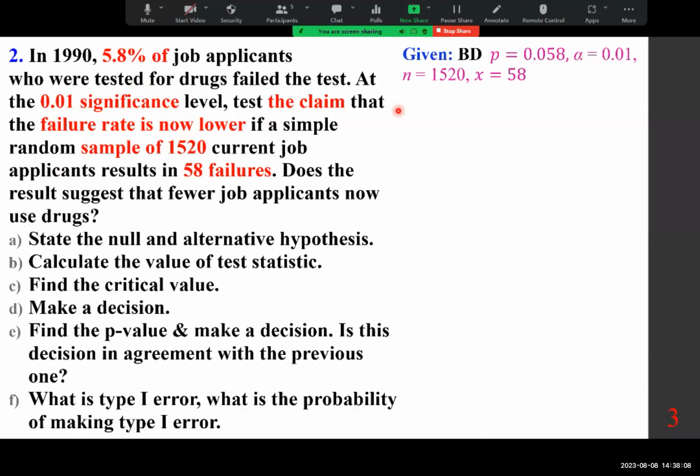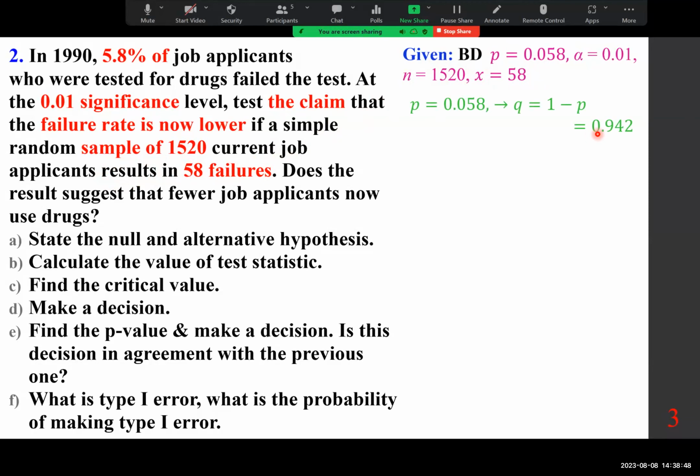We are going to check the claim in a moment, but for now, sample of 1520, that means n is 1520. Out of those 1520, there were 58 failures. X is 58. So number one, what is given? So a couple of things we want to add. For the binomial distribution, there are two outcomes. That's the reason. So if p is 0.058, q must be 1 minus that, which makes it 0.942.